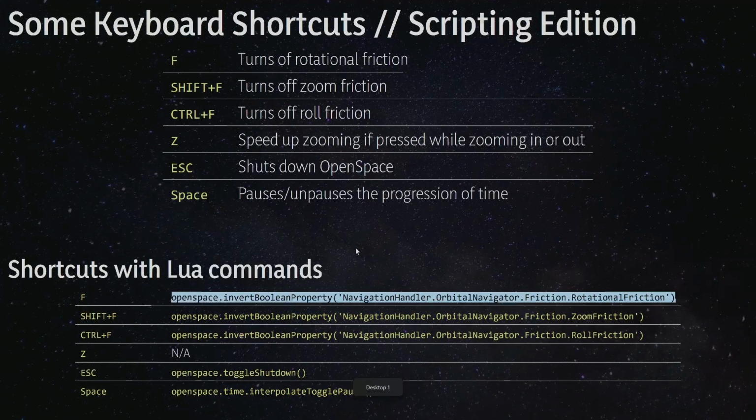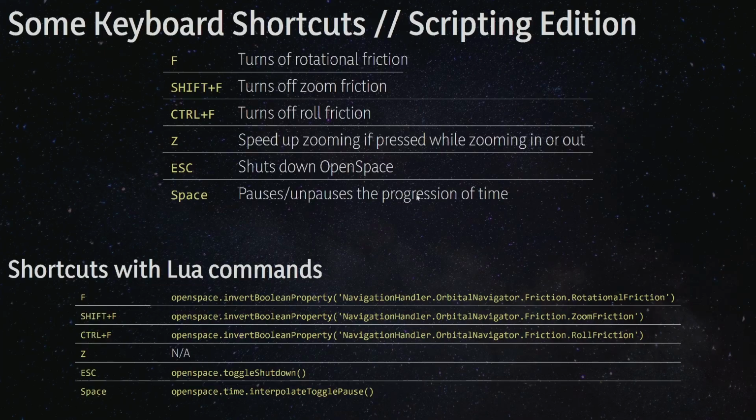The reason why I'm showing this is that there's a lot of different examples within the existing OpenSpace code that show you how to use different scripts that are worthwhile looking at.